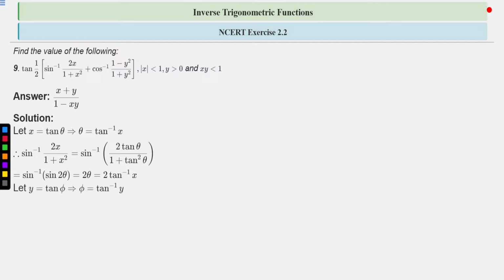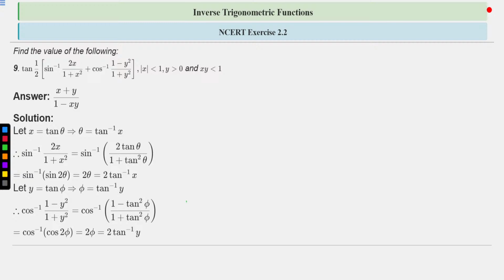Now let y is equal to tan phi. Therefore, phi will be tan inverse y. So we will put y is equal to tan phi in the given expression, and we will get cos inverse 1 minus tan square phi upon 1 plus tan square phi. Clear?